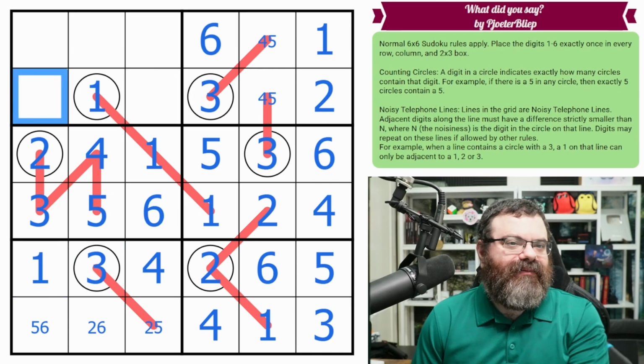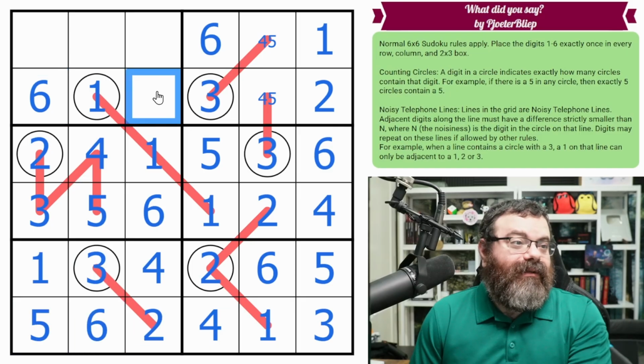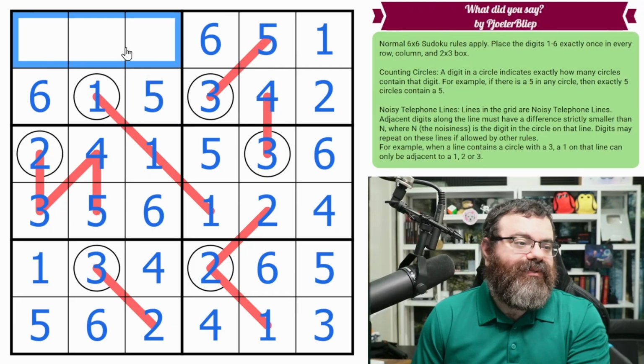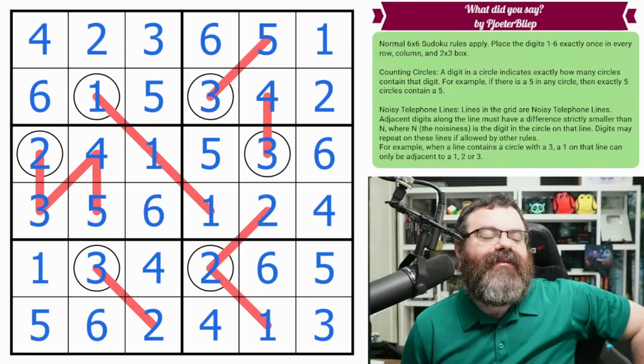Need a 6 here. That gives us 5, 2, and 6. So this is not a 4. So this is 5, 4, and 5. And then these are 2, 3, 4. The 2 goes here. 3 goes here. The 4 goes there. Nice. Cool puzzle, PjoeterBliep. That took some thinking.